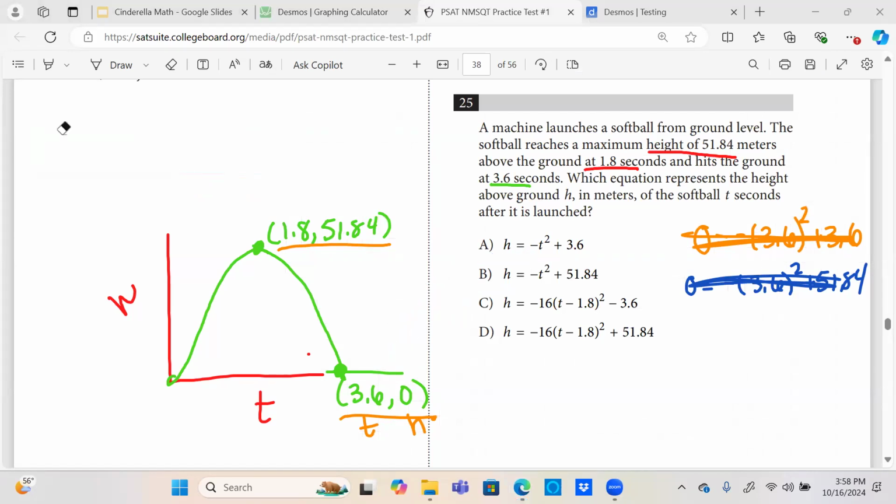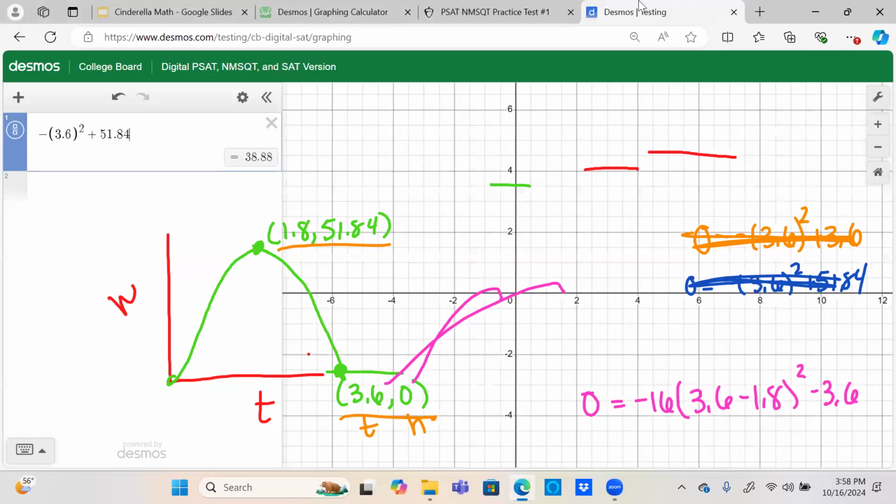Let's try C. So there's the height, there's the time. So negative 0 equals negative 16, 3.6 minus 1.8 squared minus 3.6. Let's see if that equals 0. And then I've already thought of a better way to do this, a faster way.